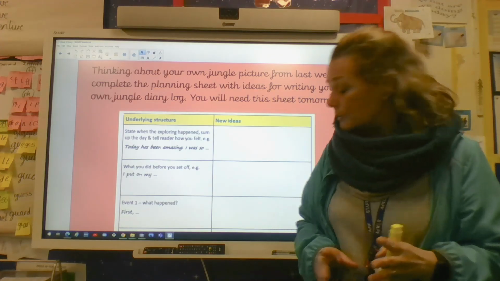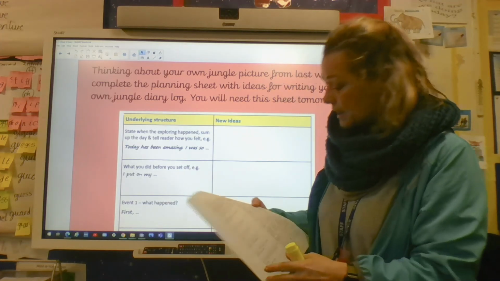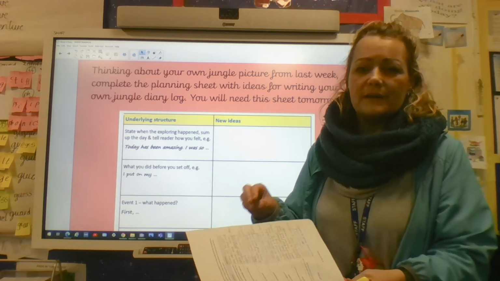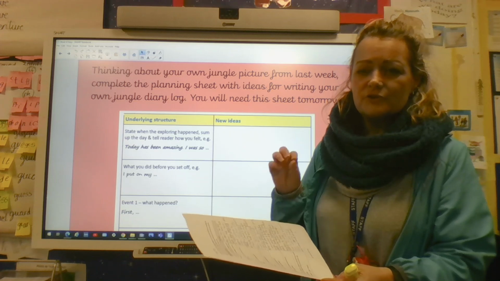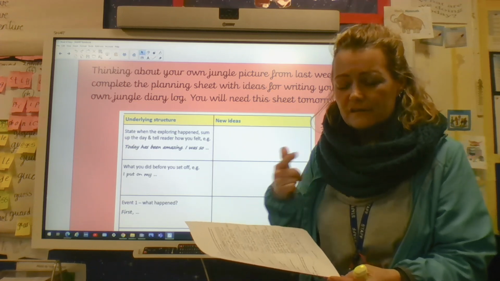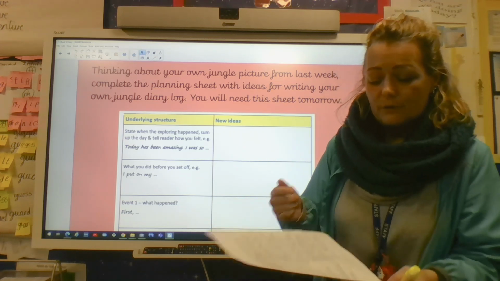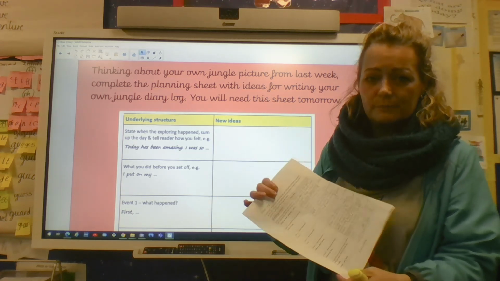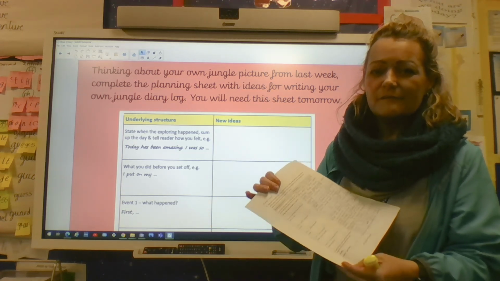Okay everybody, I hope you found that useful. I think you can come up with some brilliant fun events. I'm sure last week you were asked to just start thinking about things that might happen if you were exploring. Hopefully you can use some of those ideas and complete your own sheet ready for tomorrow.